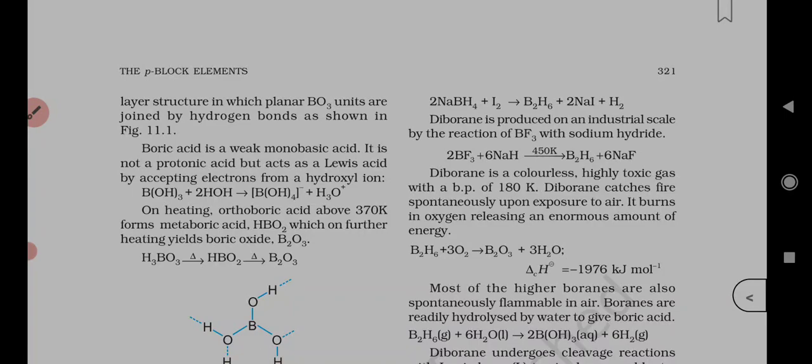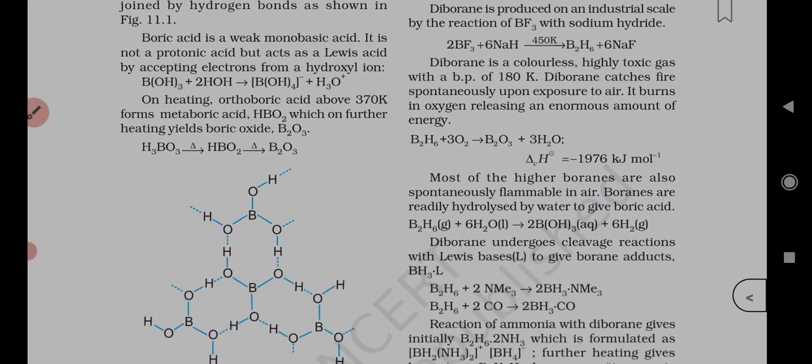Diborane undergoes cleavage reactions with Lewis bases to give boron adducts BH3L. This adduct is important. You can also form boric acid from diborane by hydrolyzing it. But be careful: if you expose it to oxygen, it will catch fire and release an enormous amount of heat. If you hydrolyze it with water, you will get boric acid and H2 gas. H2 gas is highly inflammable, right? So be careful. Diborane undergoes cleavage reactions with Lewis bases.